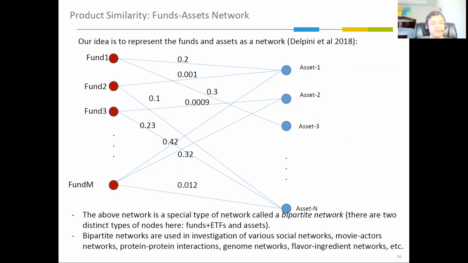Okay, and there are many such weighted bipartite networks available in nature and in many other areas of science and engineering. For example, protein networks, genome networks, movie-actor networks, flavor-ingredient networks, and so on. So bipartite weighted networks exist everywhere in nature.